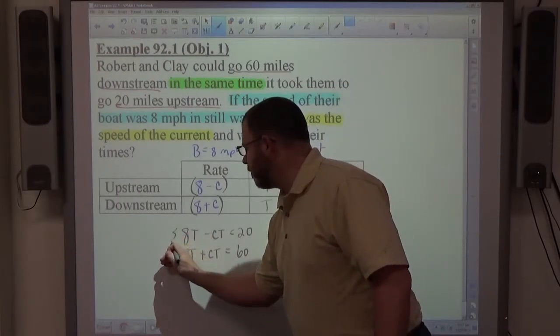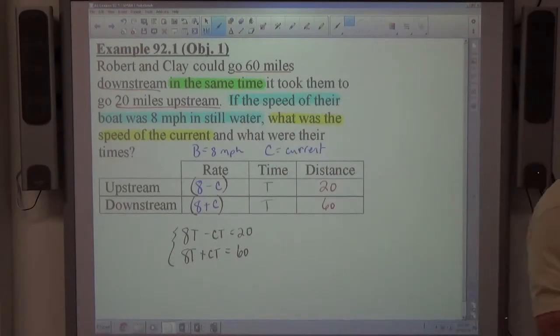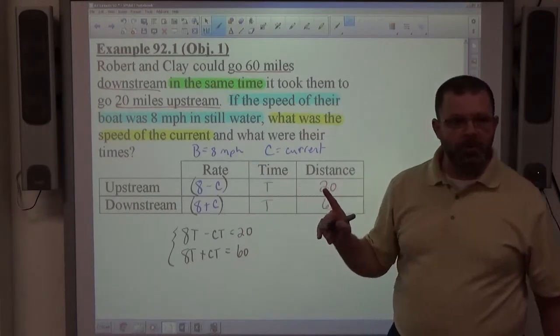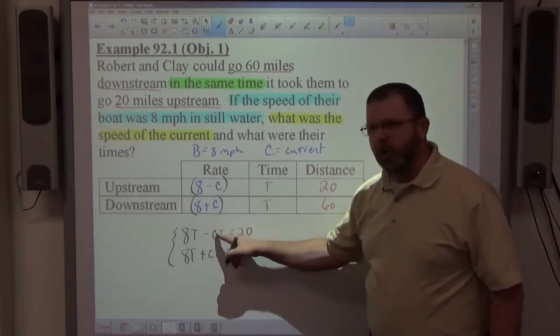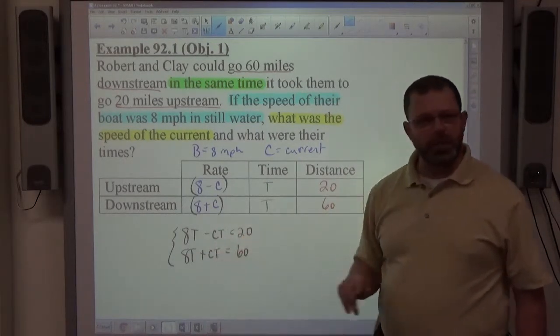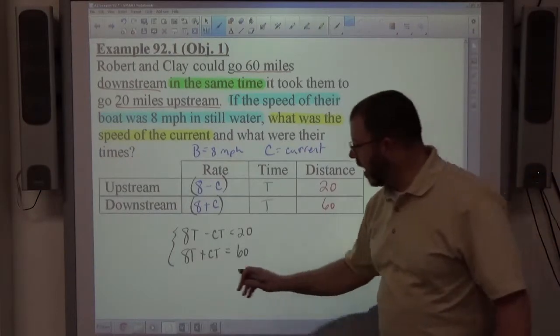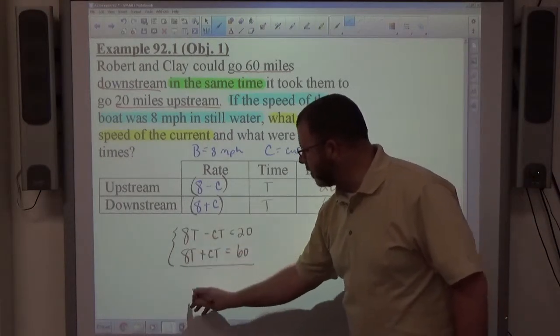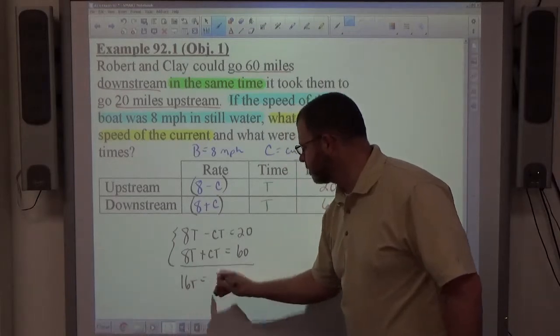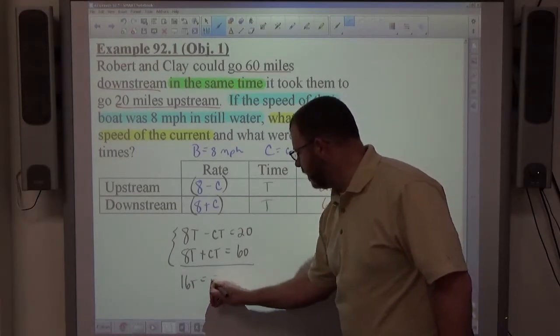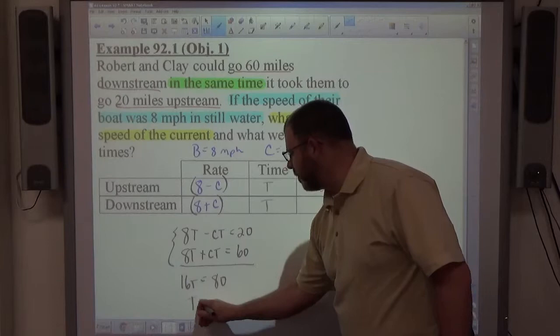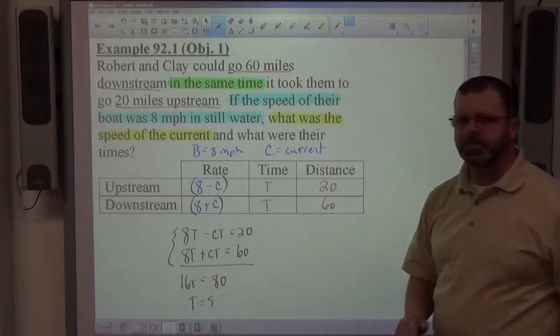And we create this system of equations that we've already seen, like, I don't know, about a week ago, right? We saw a problem sort of like this. Remember those? And if we're going to use elimination, which is preferable, we want to get rid of the one with more variables in it. So notice minus CT and plus CT is ready to go, right? So if I add the two equations together, 8t plus 8t is 16t. 20 plus 60 is 80. We divide both sides by 16, we get t is equal to 5.